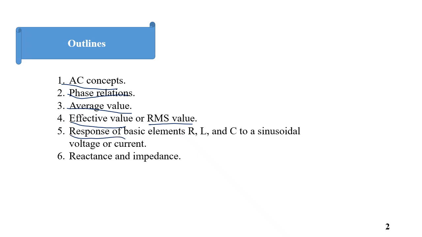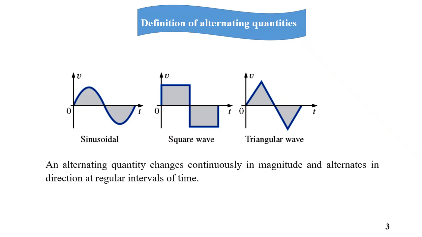Then the response of basic elements R, L, and C to a sinusoidal voltage or current. Then the reactance and impedance. First, we will see the definition of alternating quantities. An alternating quantity changes continuously in magnitude and alters its direction at regular intervals of time.